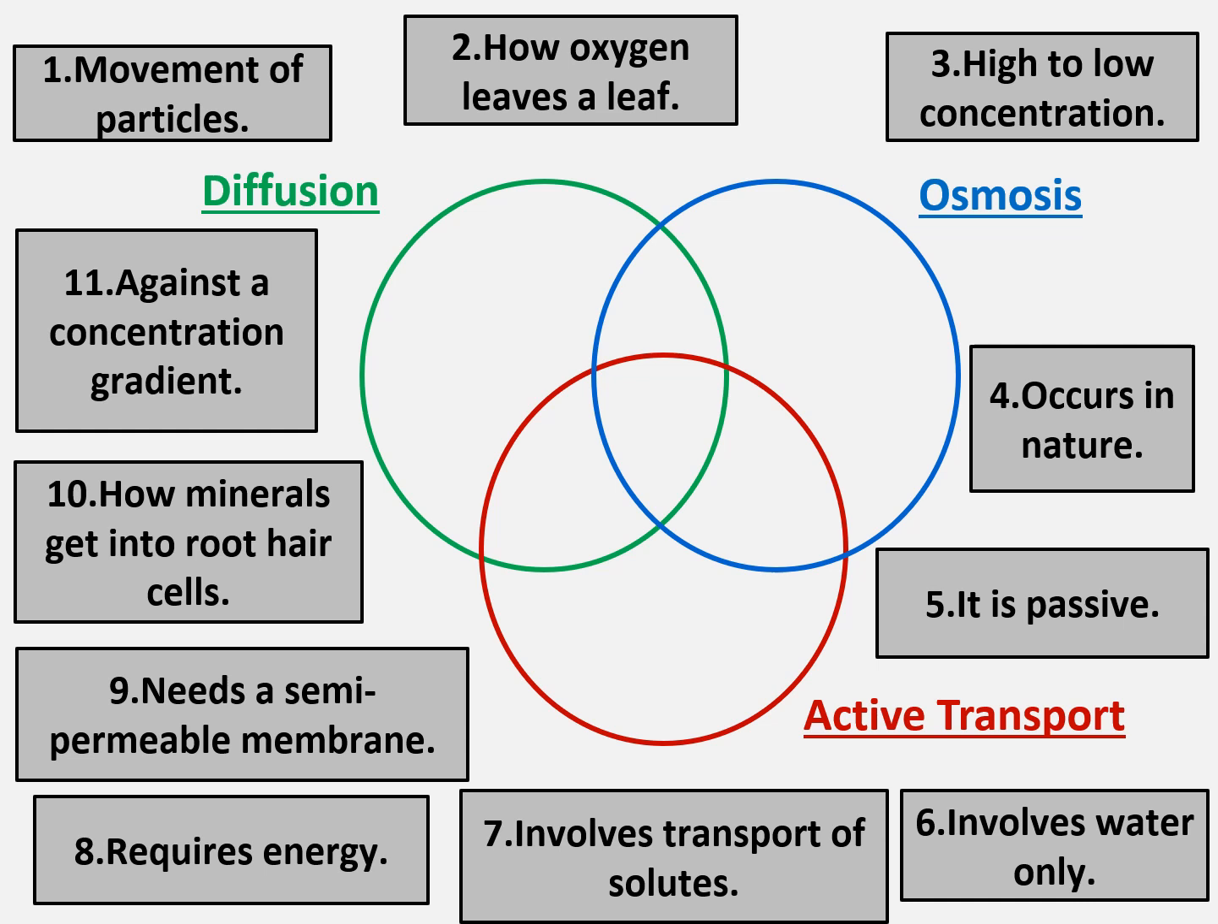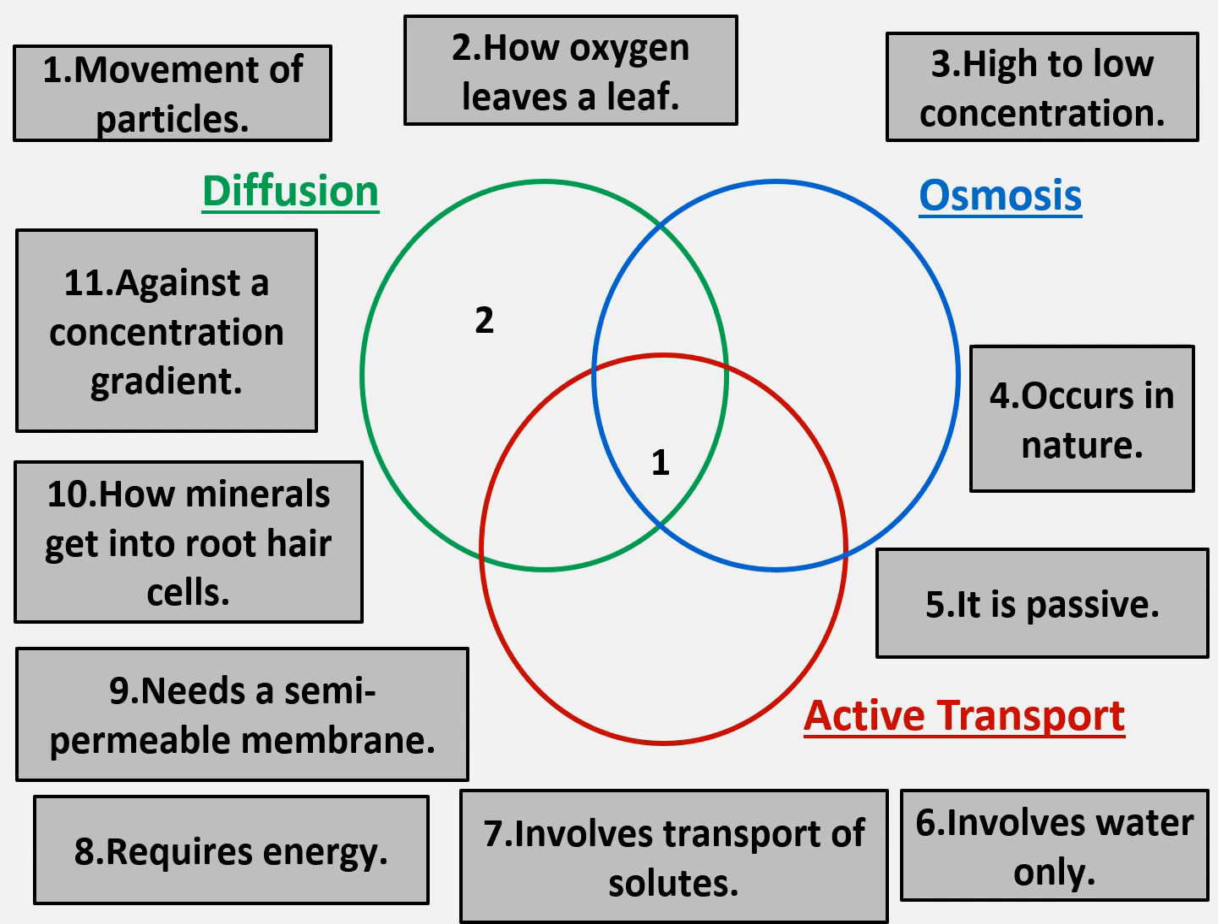Right, okay, so just to make things a little bit easier for me, instead of writing out the statements, I'm just going to place the numbers in the correct part of our Venn diagram. So, which processes involve the movement of particles? That's all 3 of them, okay? Diffusion, osmosis and active transport are all about moving particles. So let's look at number 2. How oxygen leaves a leaf.